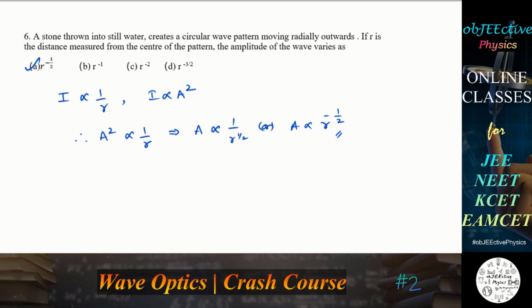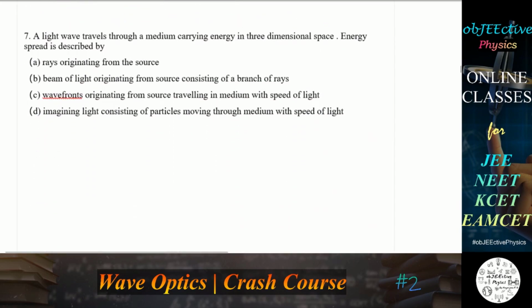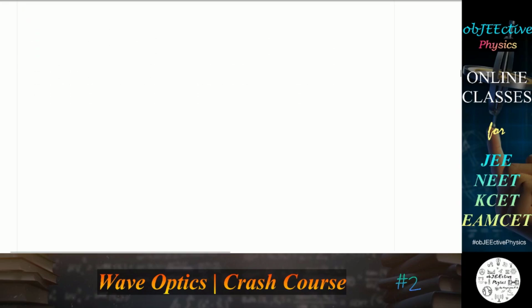Next question. A light wave travels through a medium carrying energy in three-dimensional space. Energy spread is described by? So, three-dimensional space, light travels in three-dimensional space in the form of wave front. So, option C is the right option.